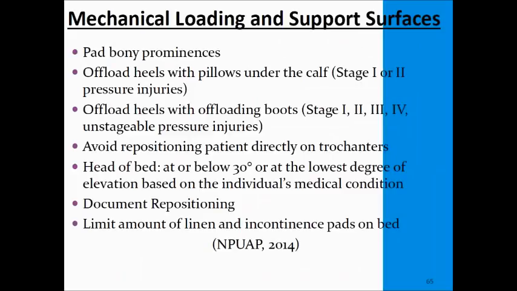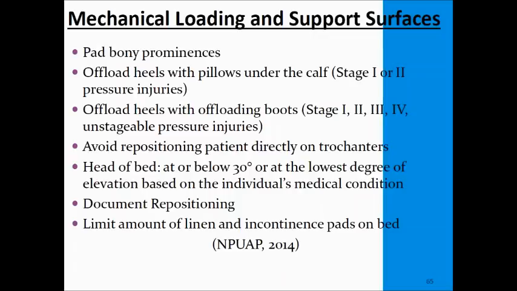All right. You also want to pad bony prominences, including the knees and ankles, with pillows or foam wedges, to prevent direct contact with one another when you're repositioning. You want to pad skin in contact with devices to prevent pressure. You also want to offload heels, according to national guidelines, with pillows under the calf for stage 1 or 2 pressure injuries. But then you can use offloading boots with any stage of pressure injury: 1, 2, 3, 4, unstageable, deep tissue injuries. You do want to avoid repositioning patients directly on their hips or their trochanters. You want them in a sidelying position, a 30-degree lateral incline position.